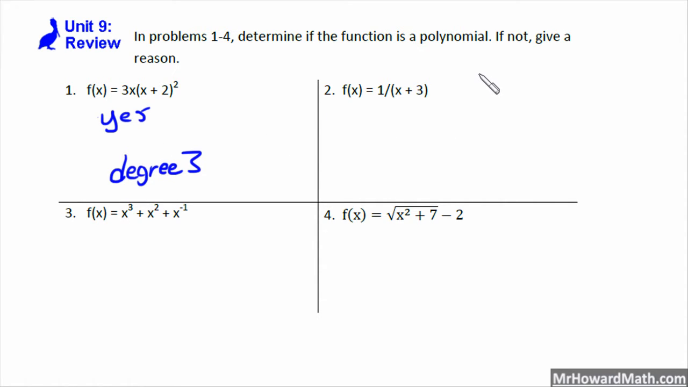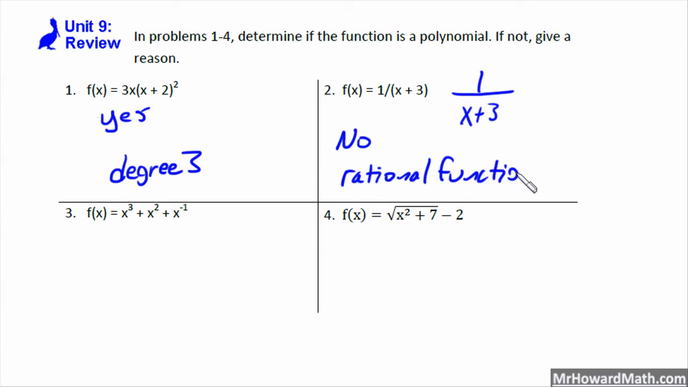Problem 2, we have 1 over the quantity x plus 3. We are dividing by x here. X is in the denominator. It's actually a rational function, so no. And you could just tell me that it's a rational expression, rational function, or you could just say dividing by x. A polynomial, we cannot be dividing by x.